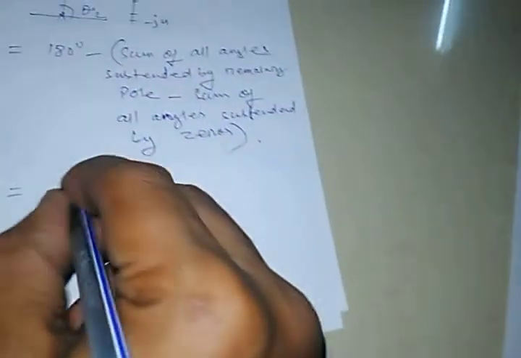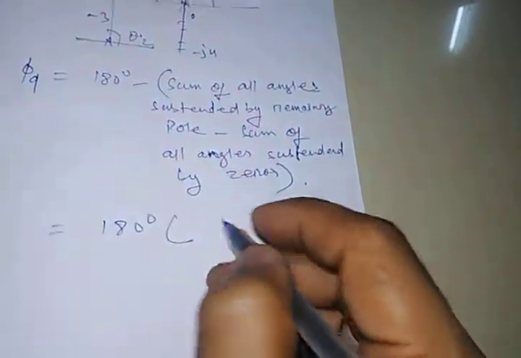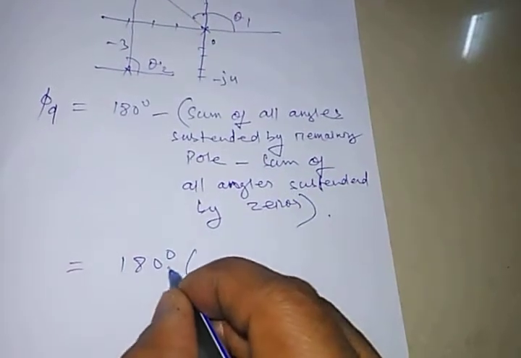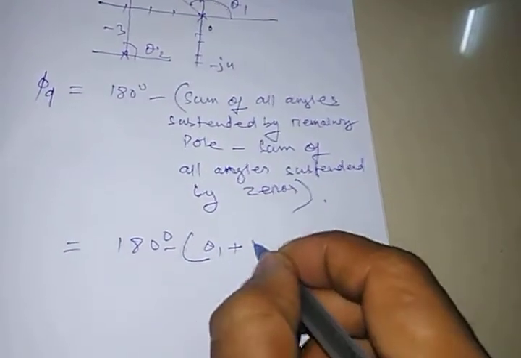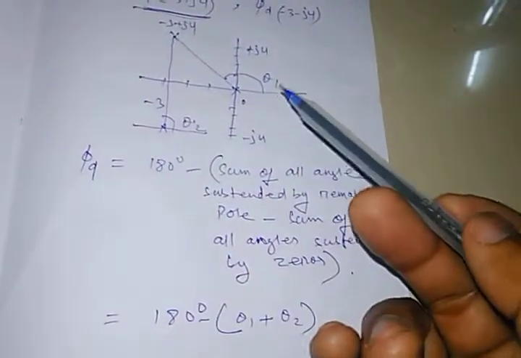This is 180 degree minus theta 1 plus theta 2. This is the formula. So I have to find out theta 1 and theta 2.